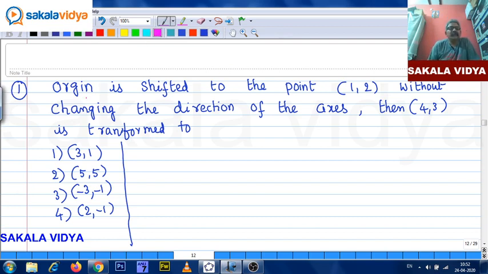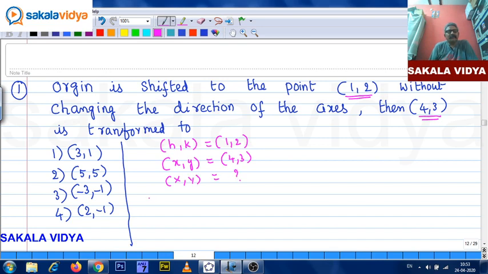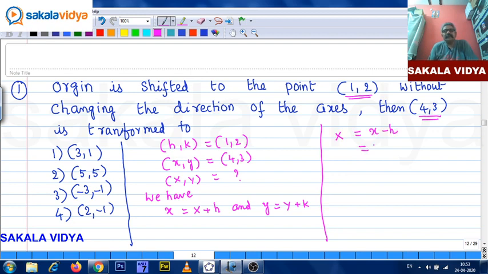So now origin is shifted to this point. This is the new origin, and these are old coordinates. So generally you can say h comma k is 1,2. Small x comma y, the original coordinates, are 4,3. Now the new coordinates capital X comma capital Y we need to find out. So we have small x is equal to capital X plus h and small y is equal to capital Y plus k. But we need capital X is equal to small x minus h. That means small x is 4, minus 1, so 3, and 3 minus 2 is 1. Therefore, capital X comma Y is equal to 3,1.